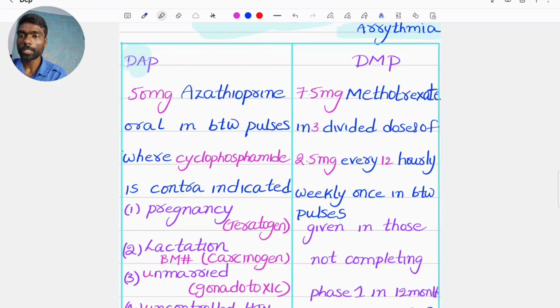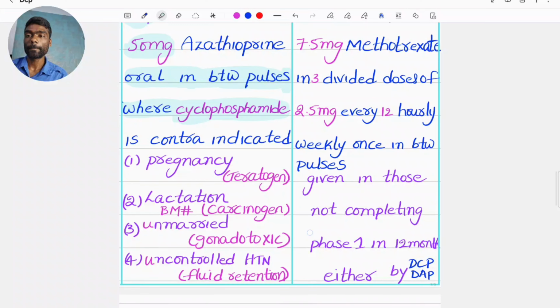Dexamethasone azathioprine pulse. Wherever cyclophosphamide is contraindicated, we will use azathioprine 50 mg as an alternative to cyclophosphamide. In between pulses, we will give oral 50 mg azathioprine. In the pulse, we will give only Dexa, day 1, day 2, day 3, 100 mg. In between pulses, 50 mg azathioprine.